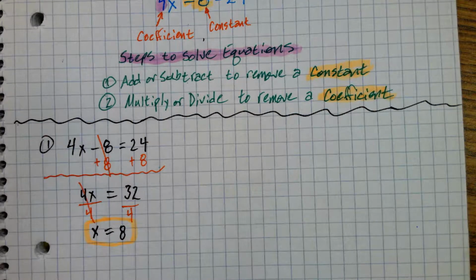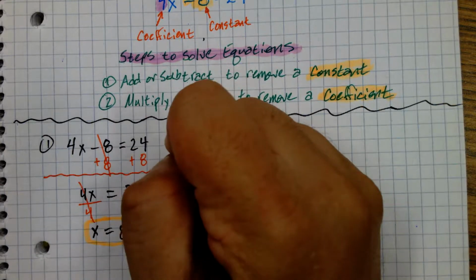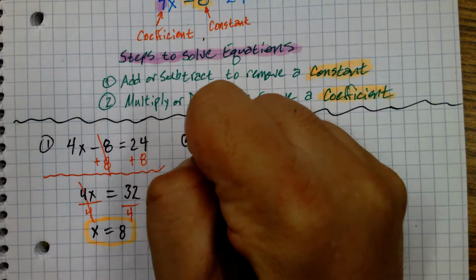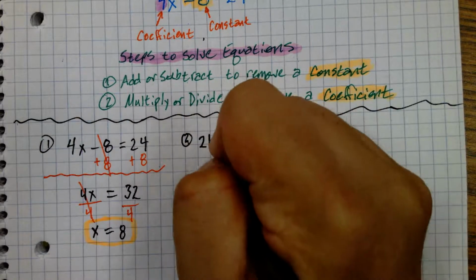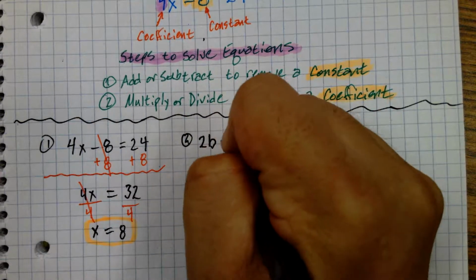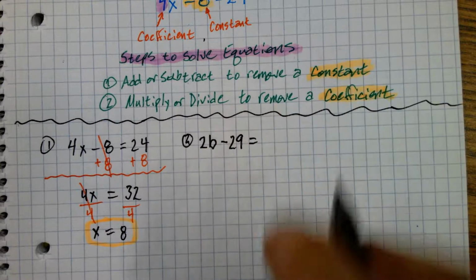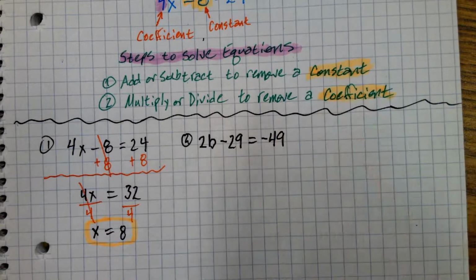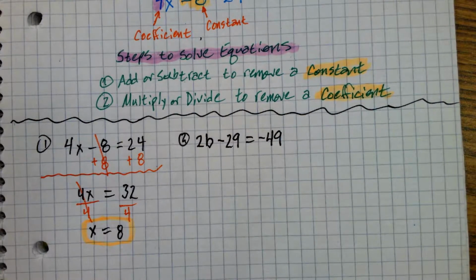Let's try another one. Number 2. 2b, or 2 times b, take away 29 equals negative 49. Okay, write that down. 2b minus 29 equals negative 49.